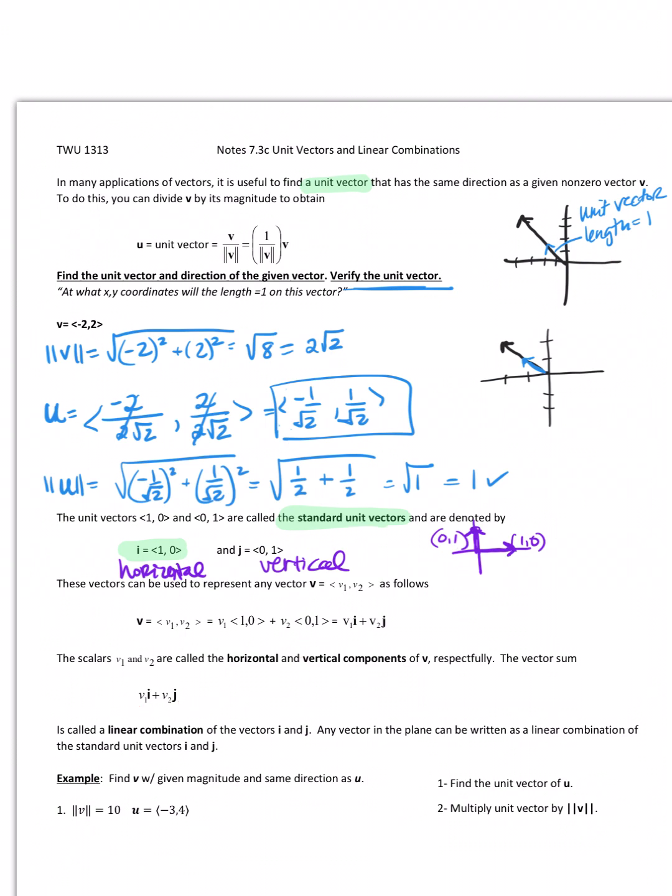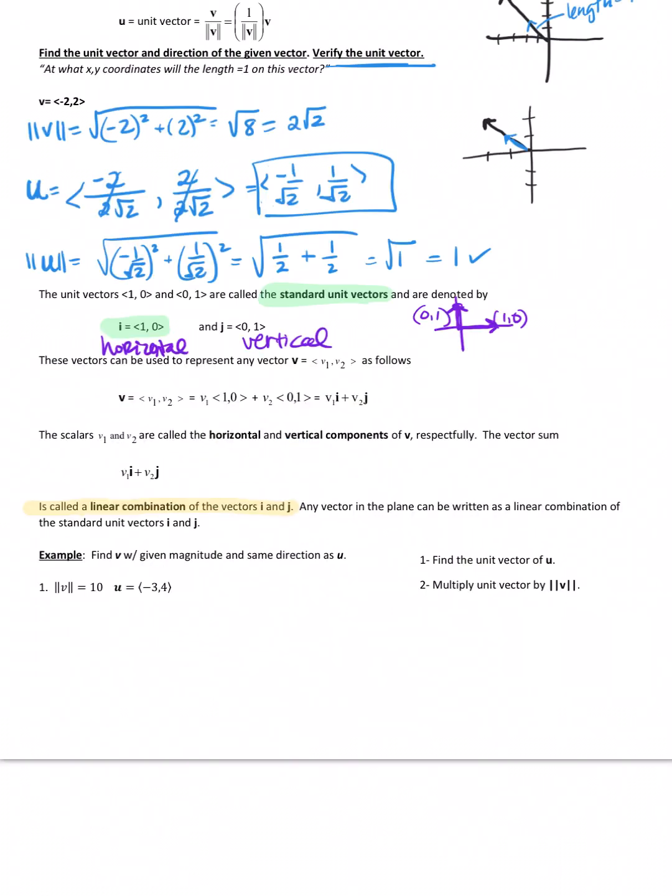And you'll see it as a linear combination. This is called a linear combination of the vectors i and j. Any vector in the plane can be written as a linear combination of the standard units i and j. We're going to put a pin in this linear combination idea. We'll come back to it in another example. Just wanted you to know what it was when we get there.